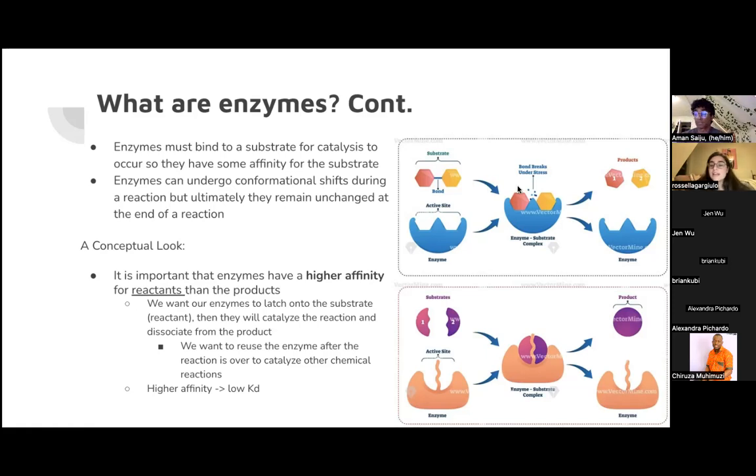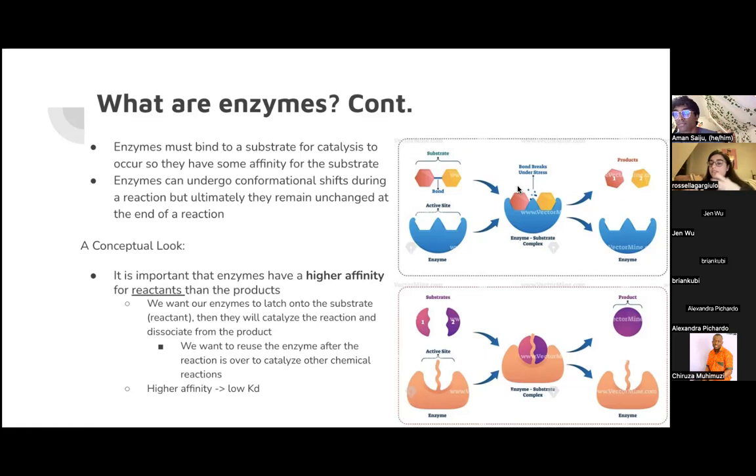And with enzymes, it's important that the substrate has higher affinity, which means lower KD, than the relationship between the enzyme and the product, right? So the enzyme and the product have a lower affinity, so they have a higher KD, more likely to dissociate. This is important because the enzyme needs to find the substrate, bind, and then hold on to the substrate until it turns into the product.